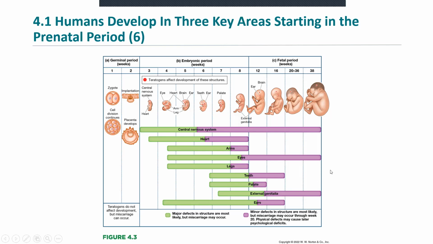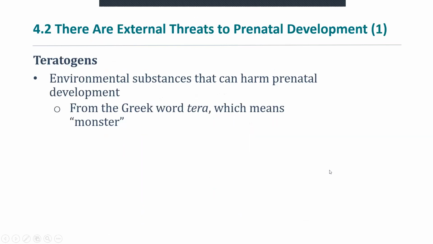Well, let's see what causes these problems. I'm talking about damage occurring to these systems. What is it that's going to cause this damage? Well, these are known as teratogens, environmental substances that can cause harm during prenatal development. Substances or environmental factors is another word you could put in there as well. It comes from the Greek word terra, meaning monster.